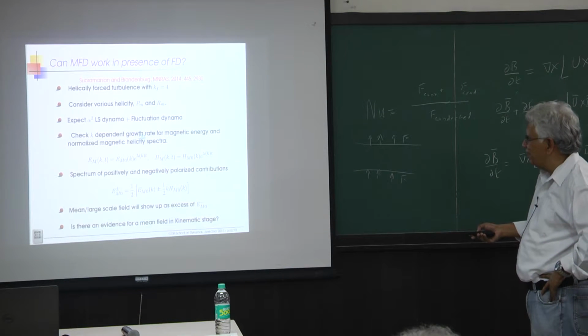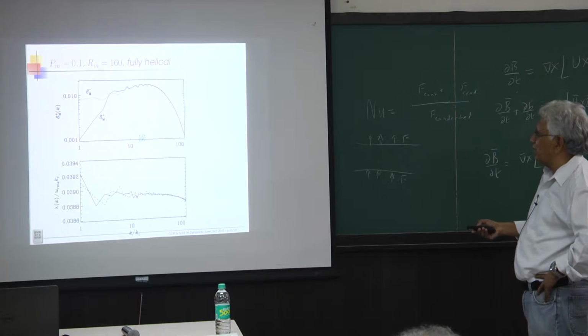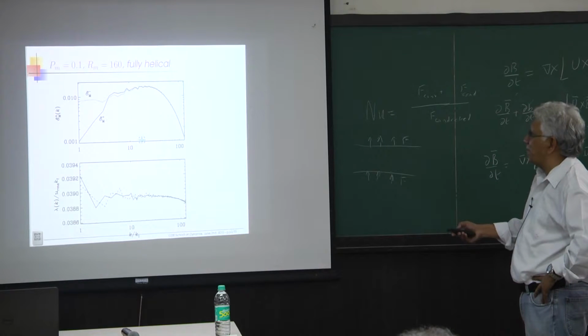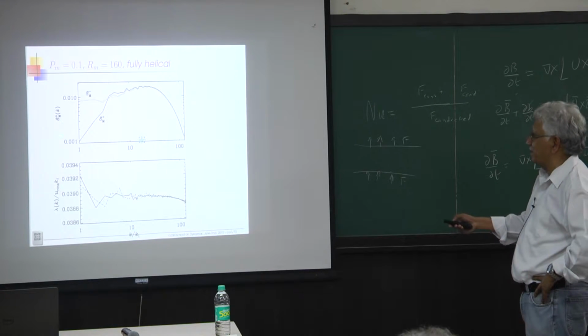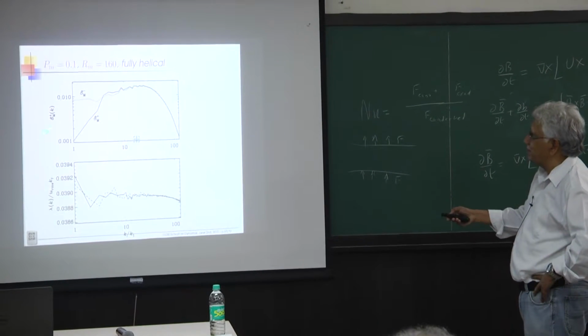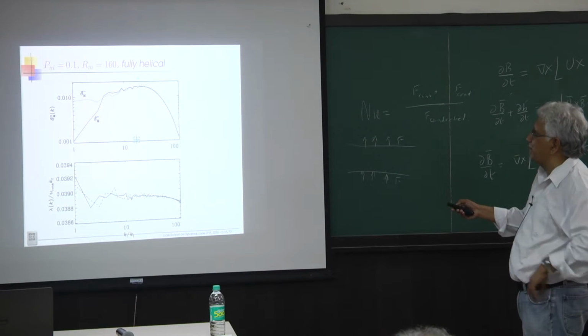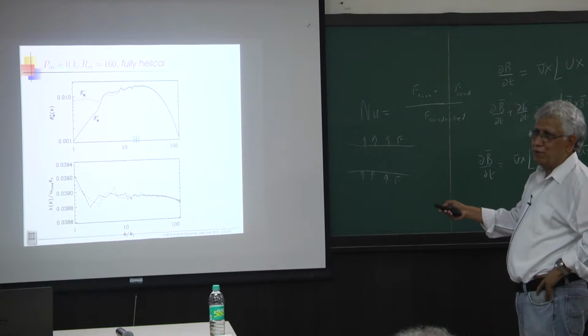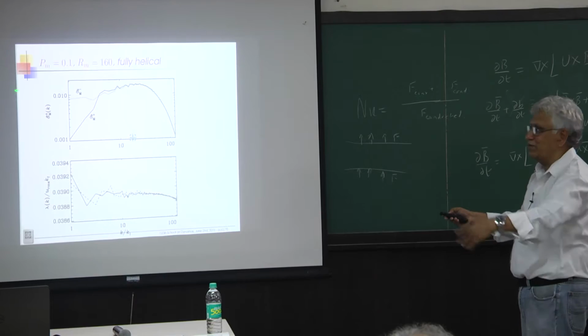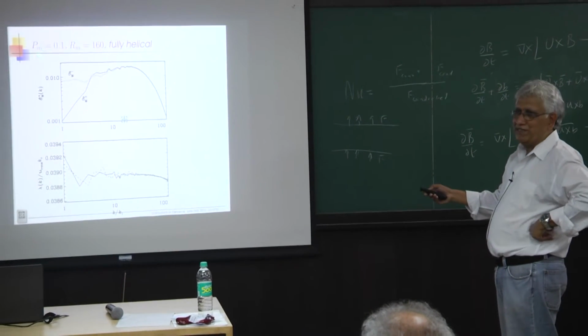So is there evidence for that? What we did was to do this simulation and separate in this polarization. Now the spectrum is still peaked. This is a spectrum of one such simulation. Now PM is 0.1, and so it will be probably more relevant to the solar context than the galaxy context.